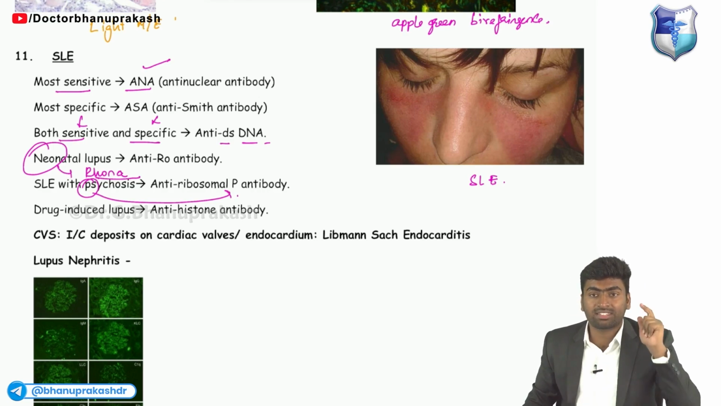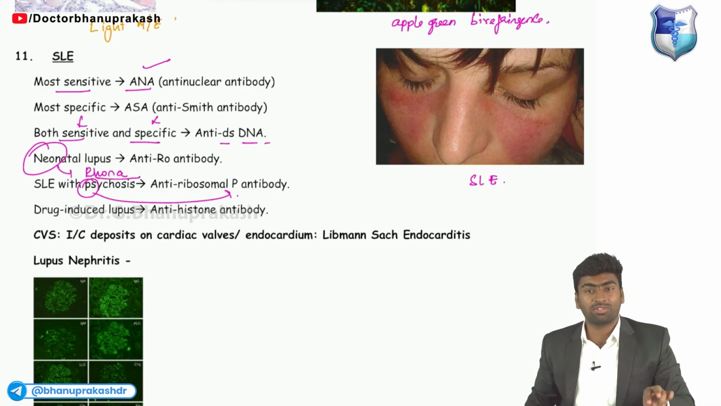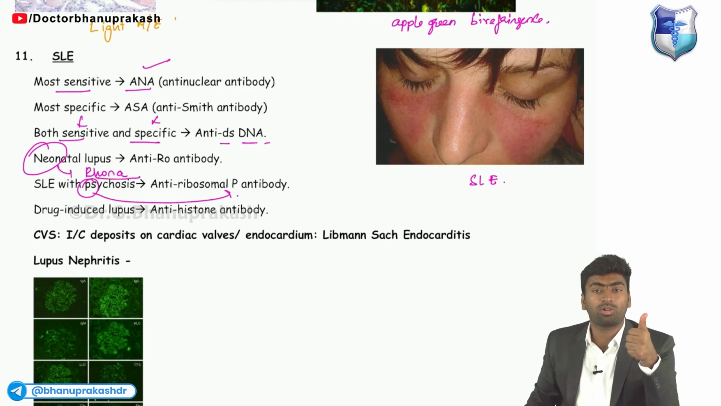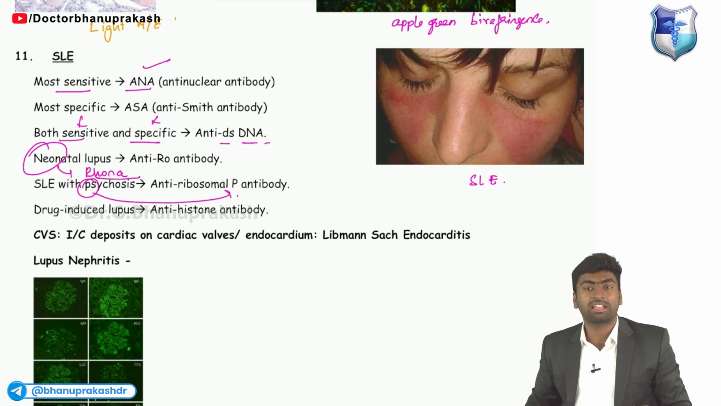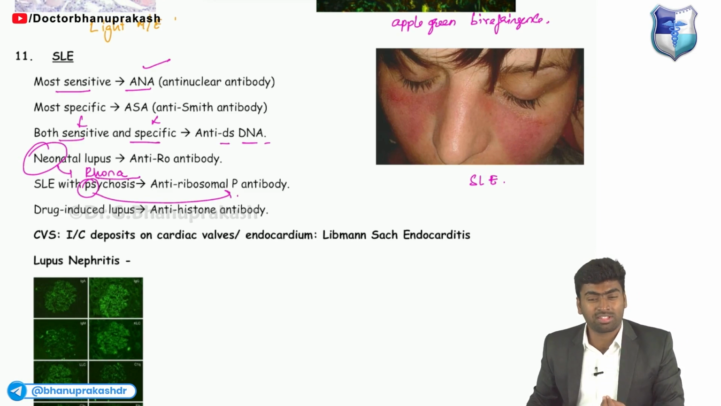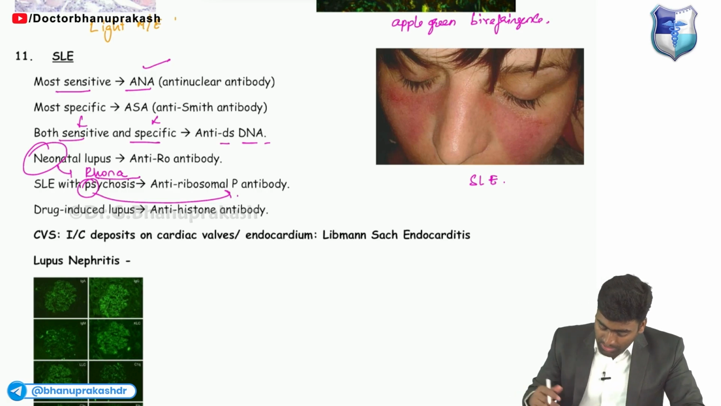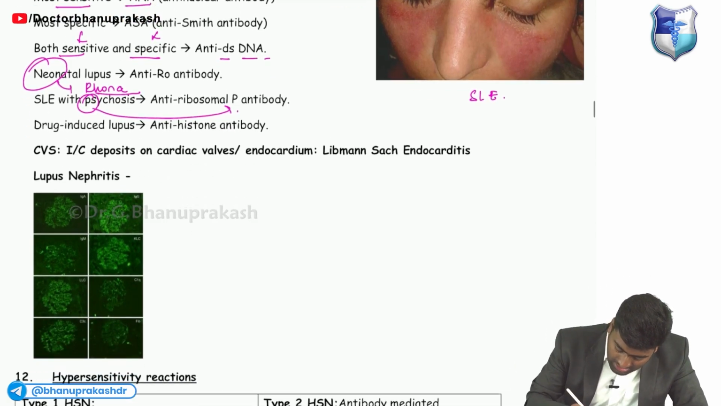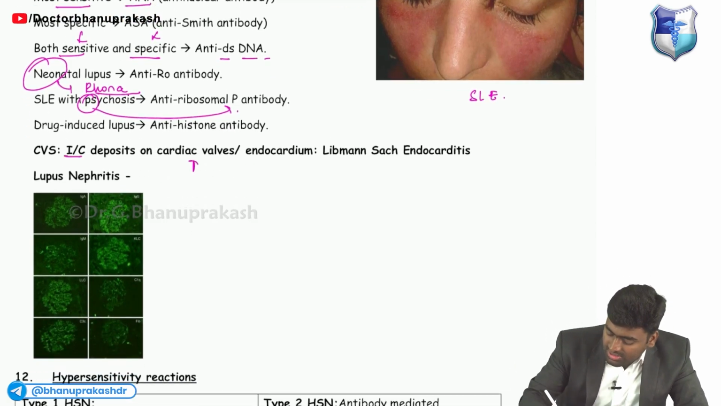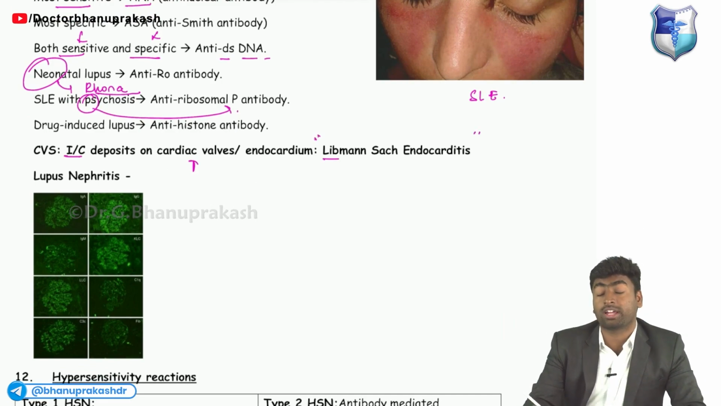Most specific is the anti-Smith antibody. Both specific and sensitive are the anti-double stranded DNA antibodies. If it involves neonates and children, it is anti-Ro antibodies, whereas if it involves psychosis or the neurological system, it is anti-ribosomal P antibody. In the CVS, it may cause deposition into the cardiac valve, causing Libman-Sacks endocarditis.